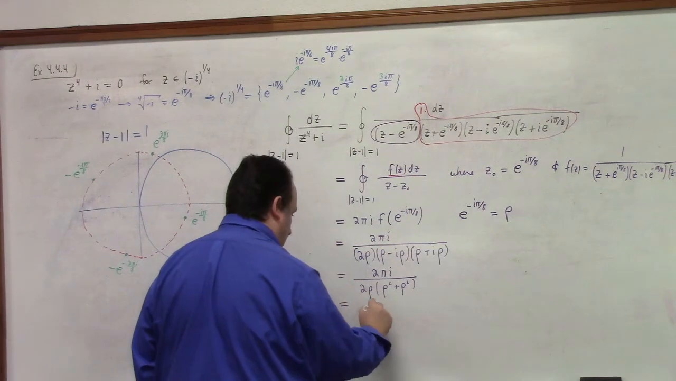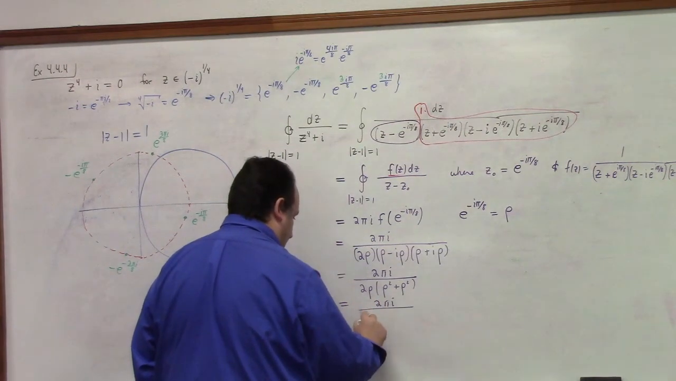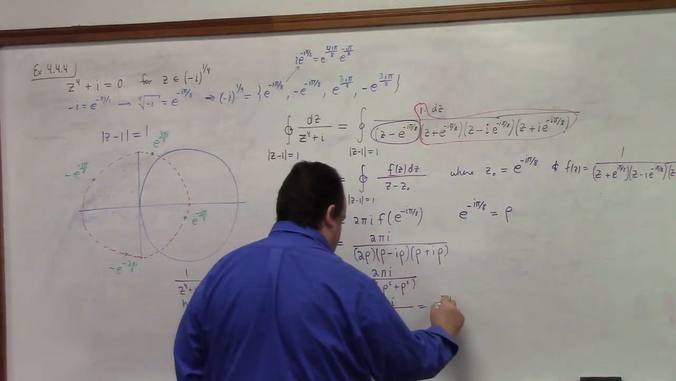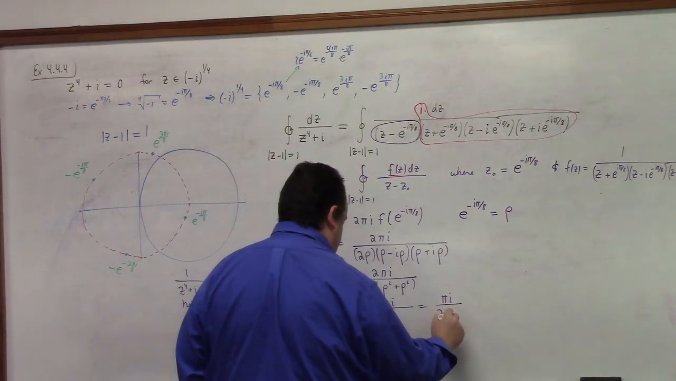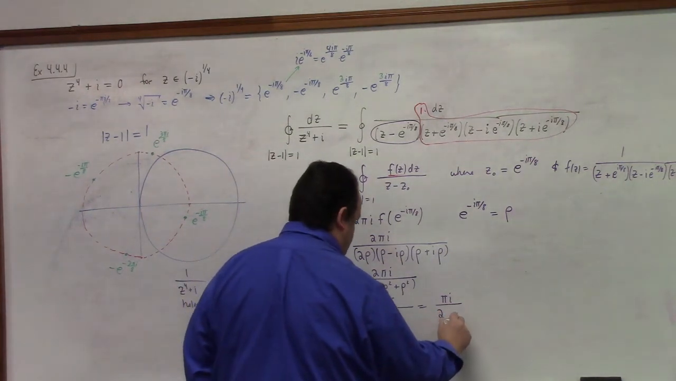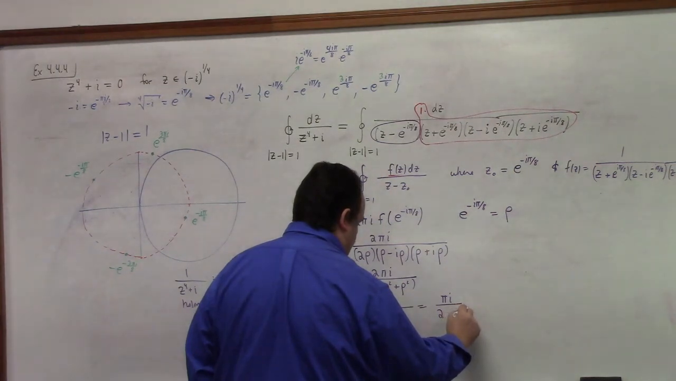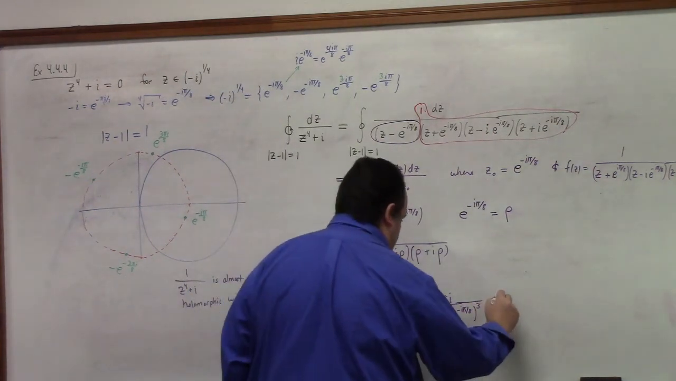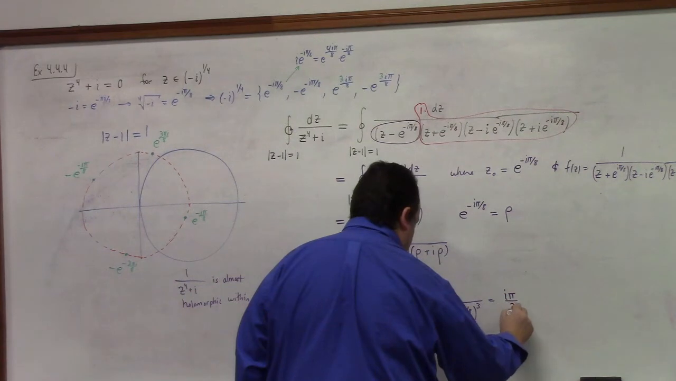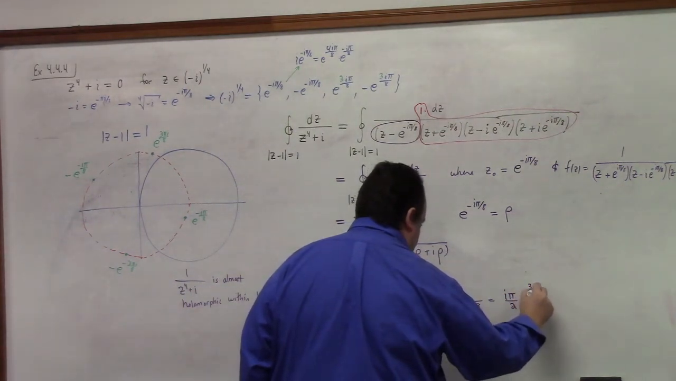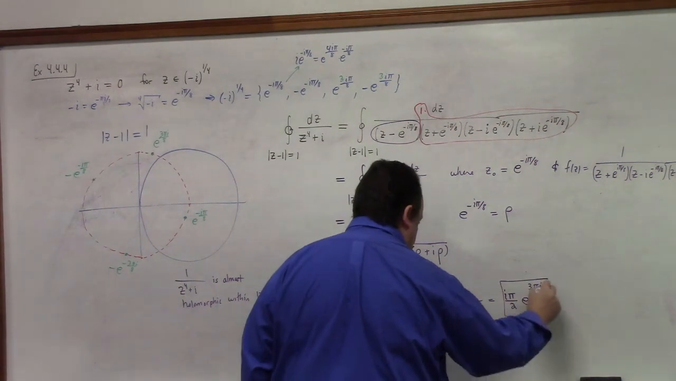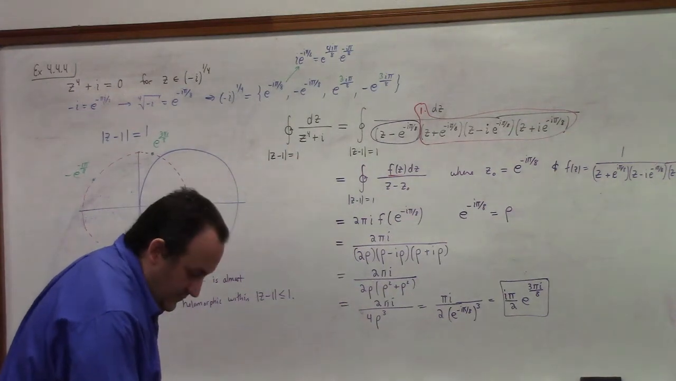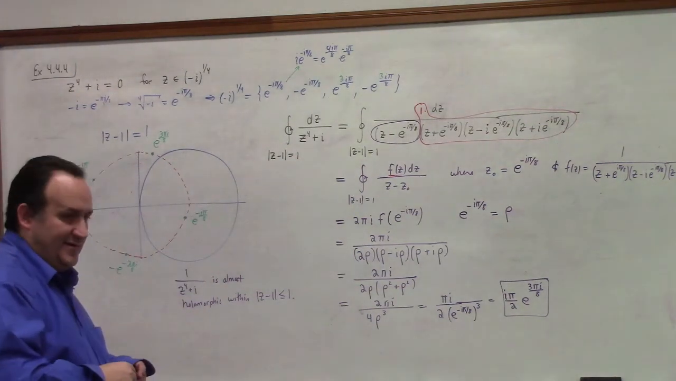So 2πi over 4ρ³, also known as πi/2, and e^(−iπ/8) cubed, which is iπ/2 e^(3πi/8), if I haven't made a mistake. But that's what I have in the notes. Must be right, right?